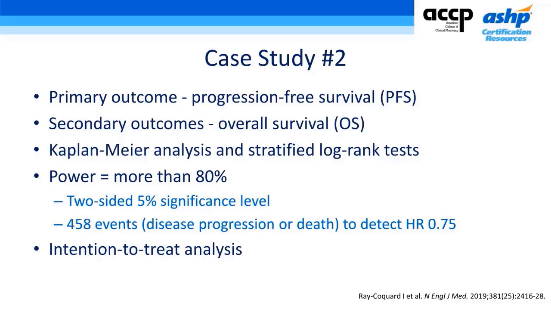They used a Kaplan-Meier analysis and stratified log rank tests to analyze these data. The authors stated that their power was more than 80% with a two-sided alpha of 0.05 or 5% significance level. And in order to meet that power, they had to have 458 events to detect a hazard ratio of 0.75. And so the events that they defined were disease progression or death. And then the type of analysis was the intention to treat.